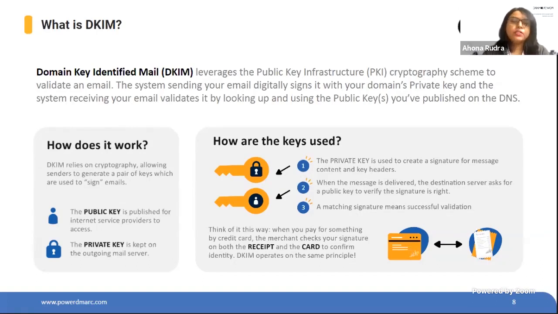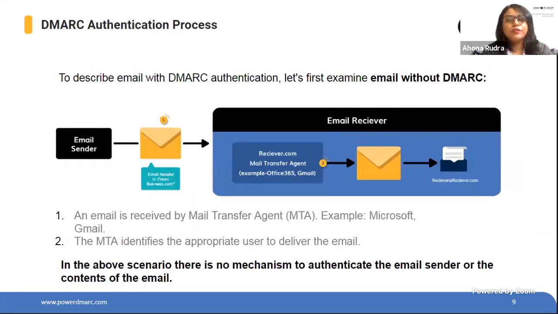DMARC makes use of both SPF and DKIM to authenticate outbound messages. To understand the scenario a bit better, let us consider a case where DMARC is not implemented. In this case, as you can see, the email message is simply received by the receiving email server, which checks the visible headers to see whom the message is addressed to. It is going to deliver the message without validating the sending source, since DMARC is not implemented.